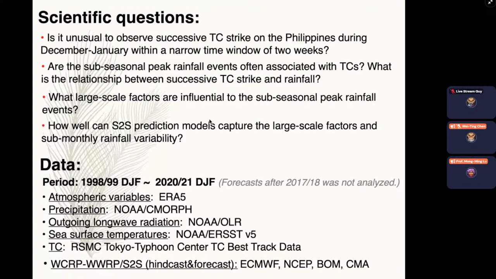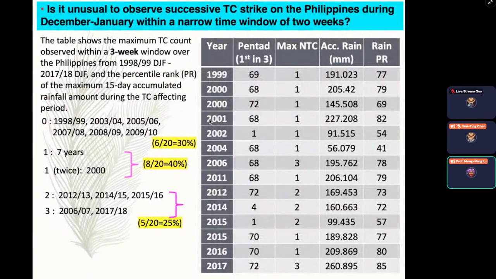And for the S2S hindcast and forecast data, in this study, we analyzed four models. I will explain why we only analyzed these four models. That's the ECMWF, NCEP, BOM, and the CMA models.